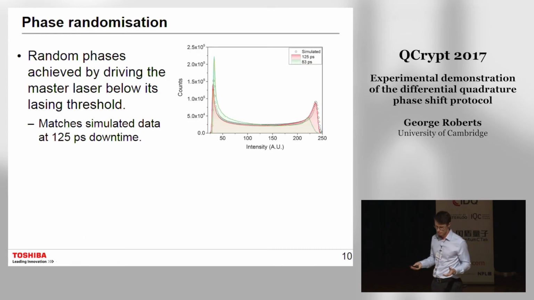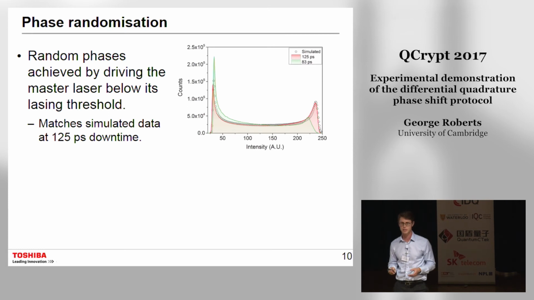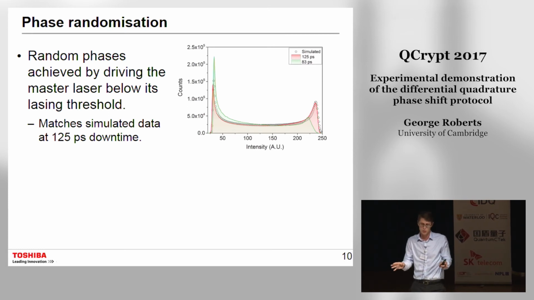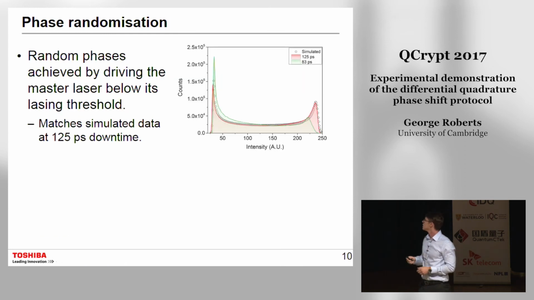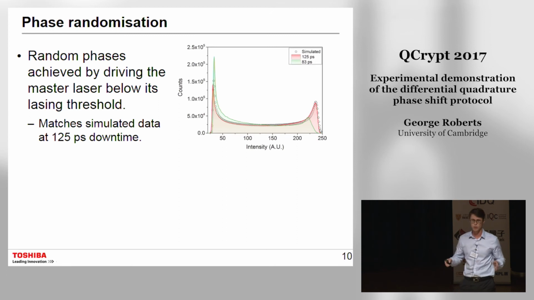So we need some way of proving that the phases are indeed randomized. What you can do is take consecutive blocks and interfere the pulses together. So just put the blocks through the interferometer and measure this random interference here or here. This is exactly what we do, and we measure the intensity of the output interference. And this fits very well the distribution we'd expect from a random interference through a Mach-Zehnder interferometer.